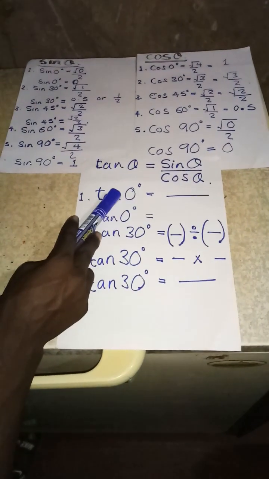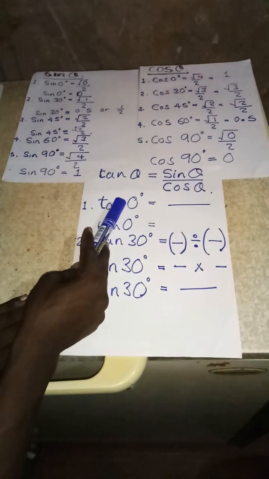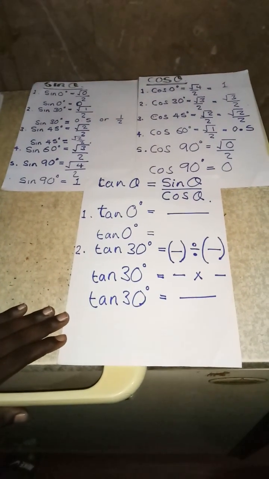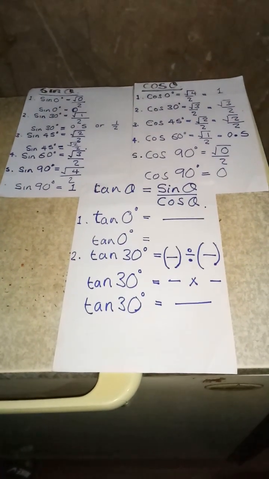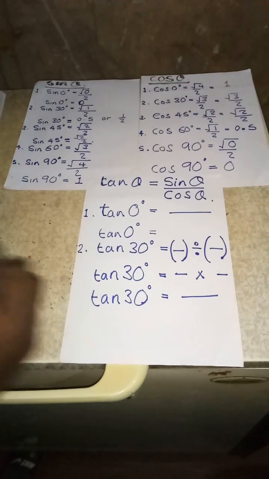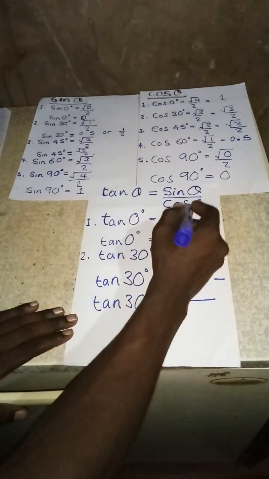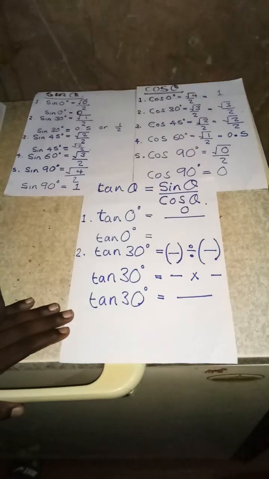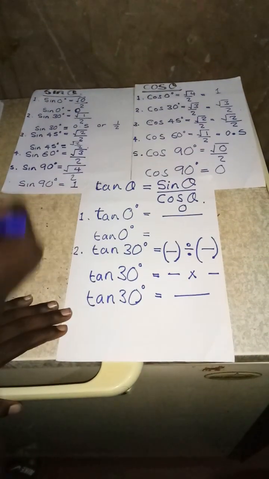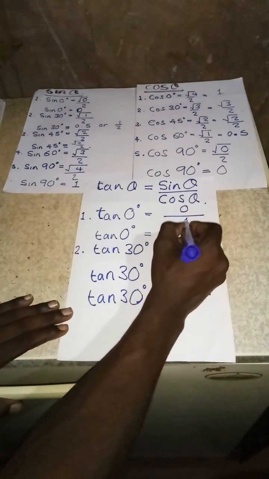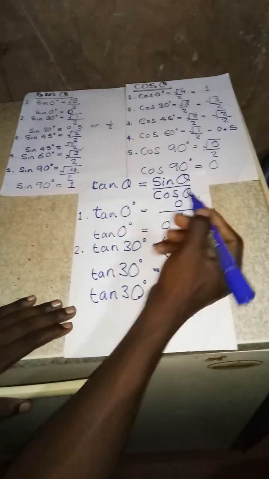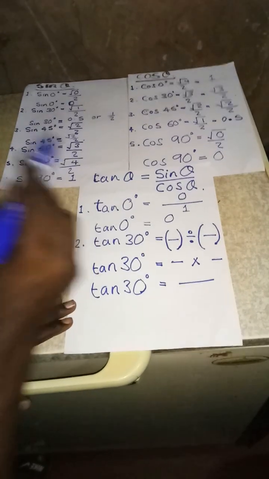So what does that mean? If I have tan 0, for me to find it, I'm going to use sine 0 and cos 0. You are following? Yes. So what is tan 0? Remember, what was our answer for sine 0? It was 0. So I'm going to put 0 here on top over what was my cos 0. My cos 0 was equal to 1. So you can clearly see that 0 divided by 1, the answer equals 0. So which means tan 0 degree equals 0.